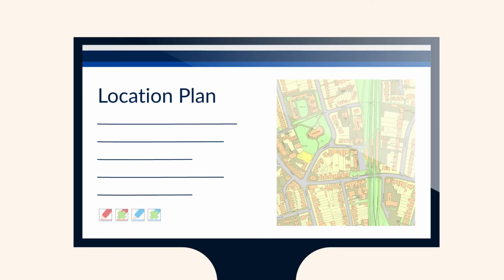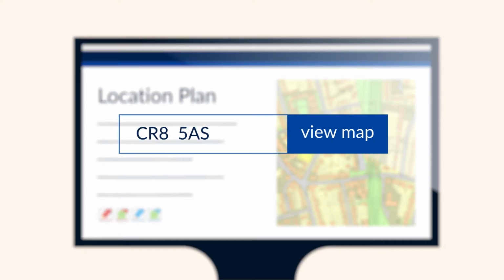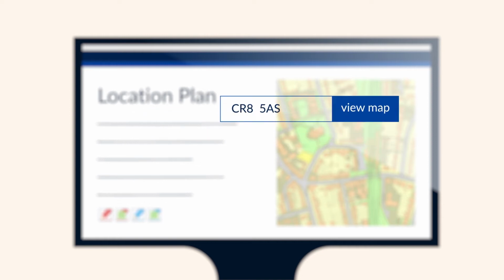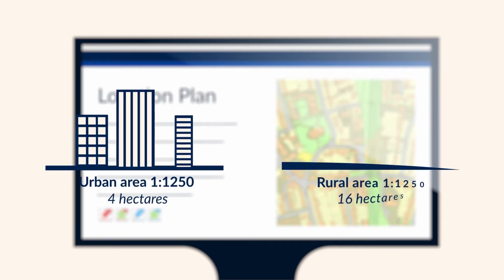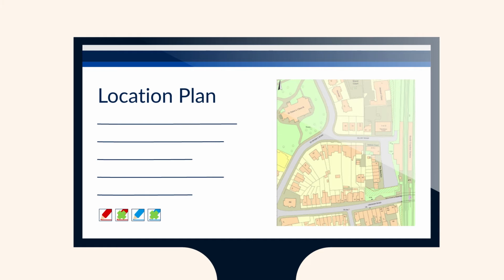First up, every application needs a location plan. This shows the exact location and should have your site right at its centre. If you have a postcode, you can use it to help you search. The scale of map you require depends on your site's urban or rural location. With your map in place, you can annotate it using the ukplanningmaps.com tools.